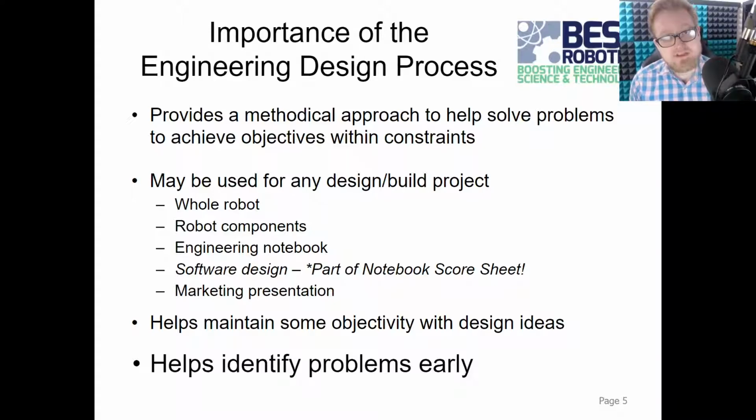And part of the process is including objectivity in your design decisions. It can be very easy if you are the most outspoken member of your team to push forward the idea that you believe is best. And this isn't always the best solution. So processes like the engineering design process help ensure that we're picking the solution that is best for the team rather than the one that we think is the best.